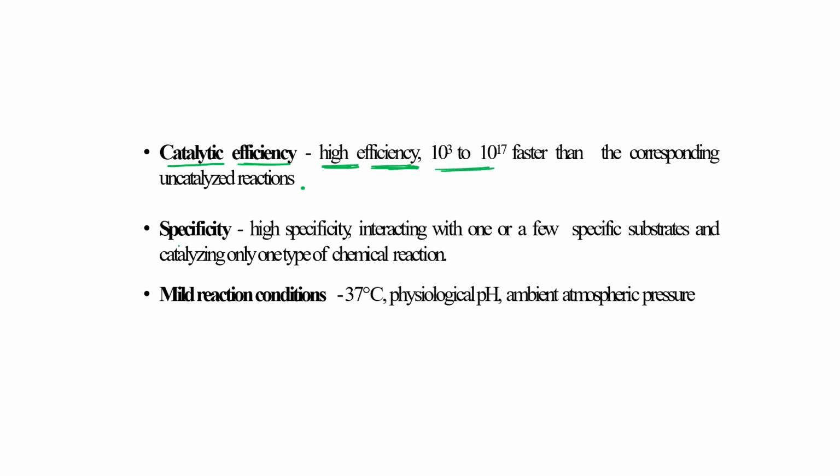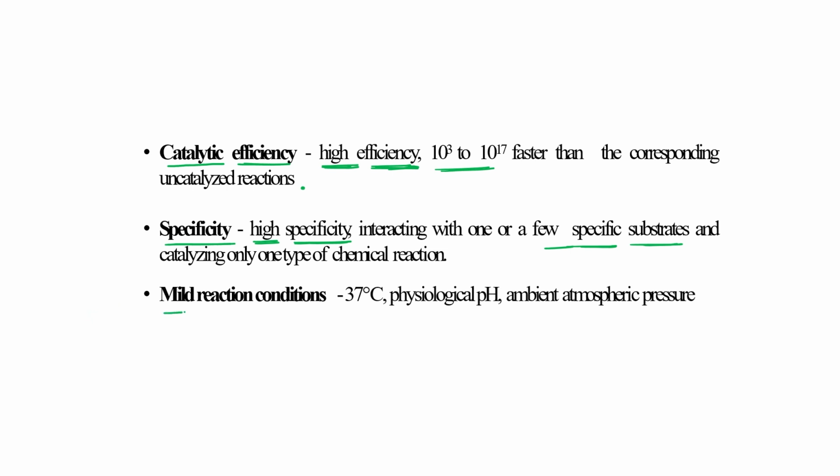Now, what about specificity? Enzymes are highly specific. They interact with one or a few specific substances and catalyze only one type of chemical reaction. So one enzyme is for one type of substrate, another enzyme for another type of substrate. They have a very highly specific interaction with the substrate.